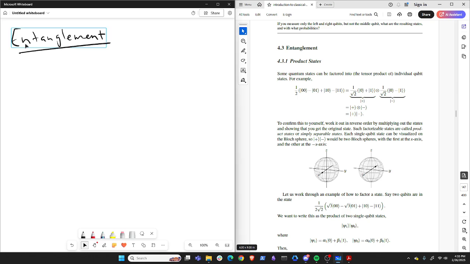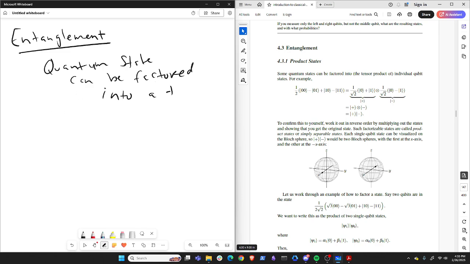All right, perfect. So if a quantum state could be factored into a tensor product of individual qubit states, then it is not entangled. It is not entangled.